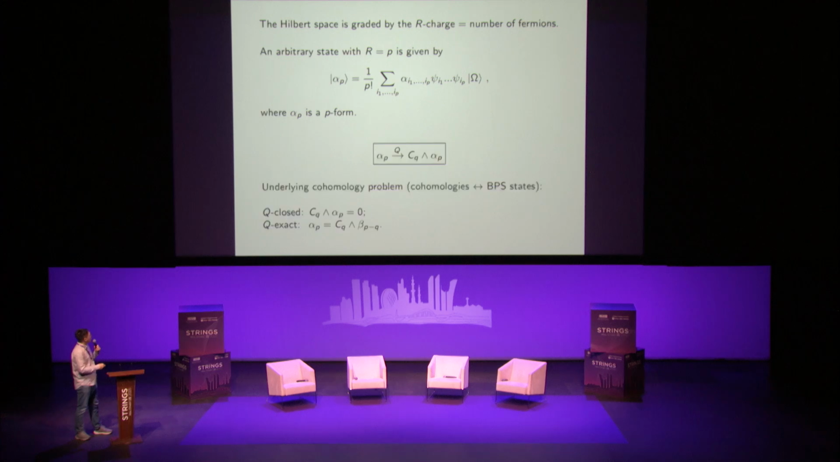With all this set up, the underlying cohomology problem is very simple and quite elegant. So let's see, when we act the supercharge Q on a P form, which is denoted by alpha P, it takes us to a P plus Q form that is simply equal to C wedge alpha. And when we try to find BPS states, which are in one-to-one correspondence with BPS cohomologies, we want to find the P forms that are Q-closed, meaning that when you wedge product with this C form, you get 0, modulo the equivalence relation, where two forms are identified when they differ by a Q-exact form, which are those that can be written as C wedge some other form.